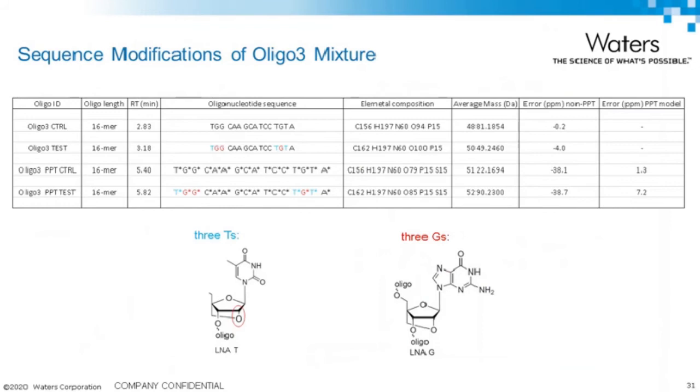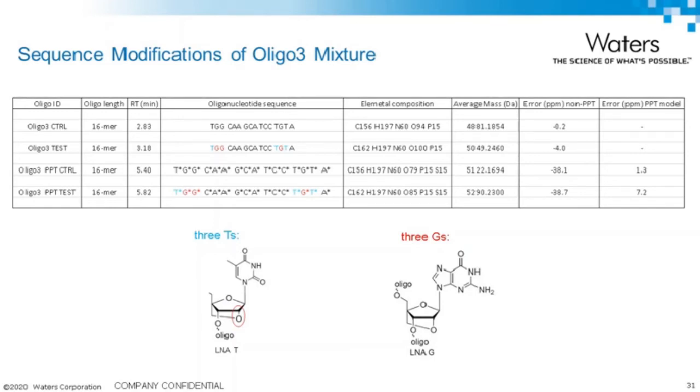Finally, we have here a mixture of 4 oligonucleotides. These are all 16 mers, and they contain a locked nucleic acid configuration. So again, we start with an unmodified oligo labeled as oligo 3 control. Then we have 3 locked nucleic acid structures close to the 5' end, and other 3 locked nucleic acid structures close to the 3' end.